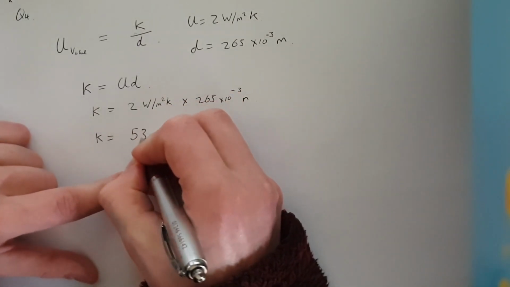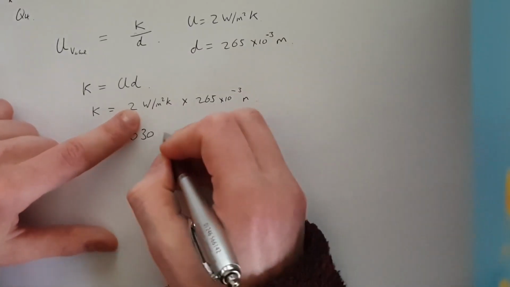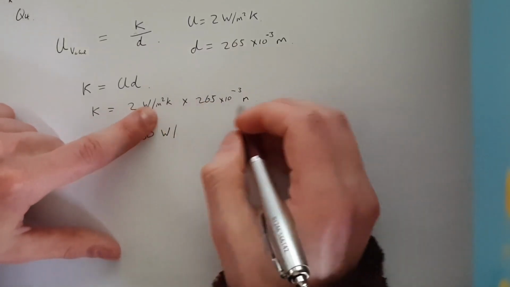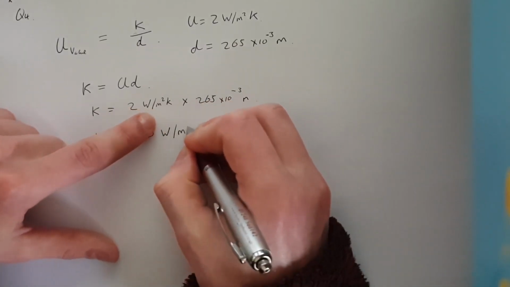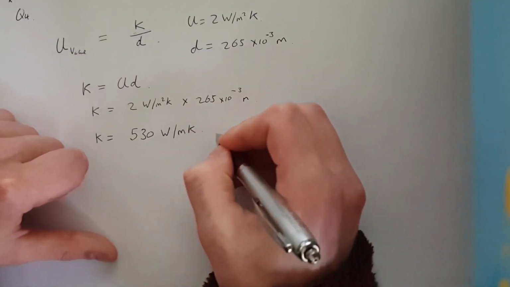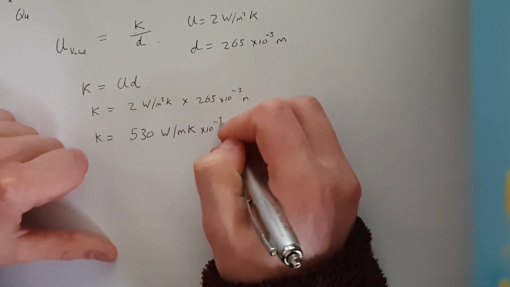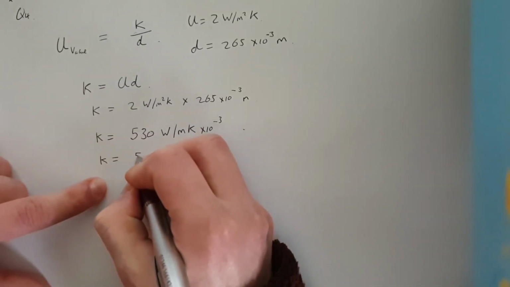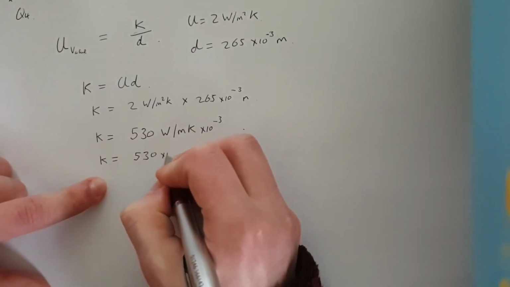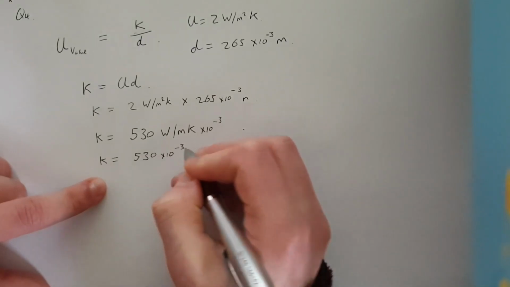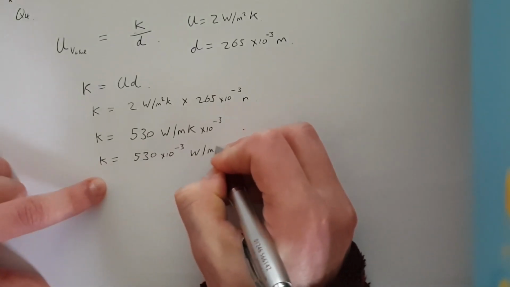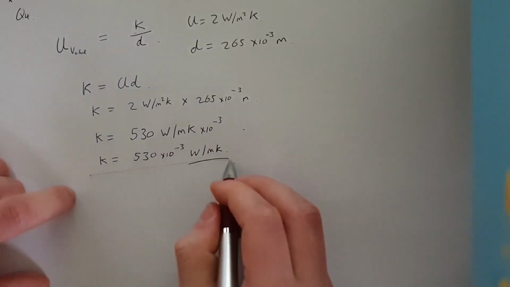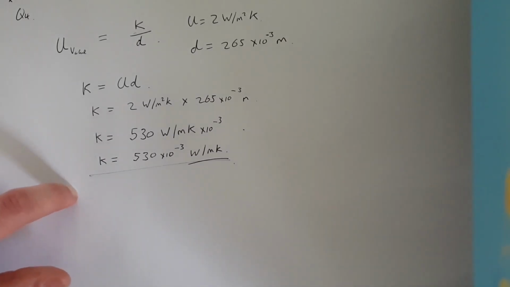530 watts per meter, and meter cancel, so we just got 1 meter Kelvin times 10 to the minus 3. So just neatening that up, we've got K, the thermal conductivity, is 530 times 10 to the minus 3 watts per meter Kelvin, which these are the units of thermal conductivity, so that seems right. Okay, so that's question 4A.